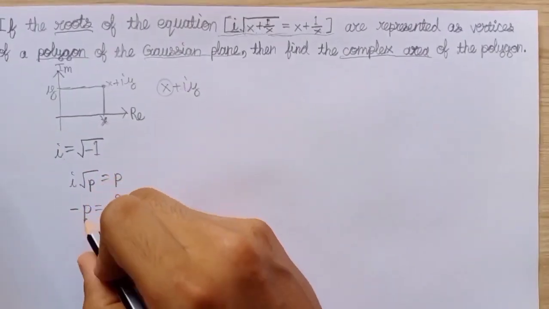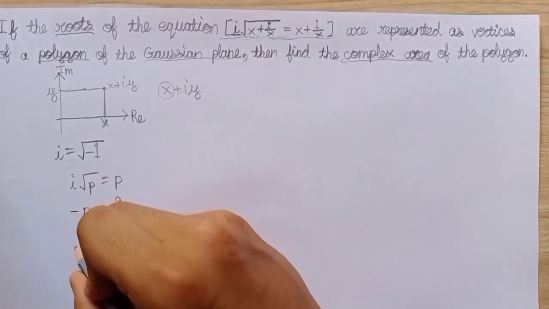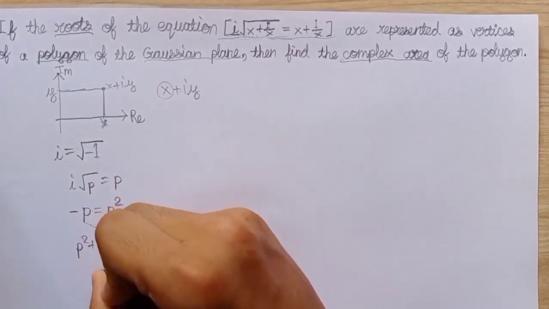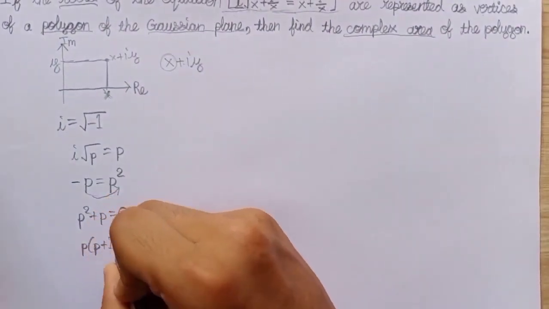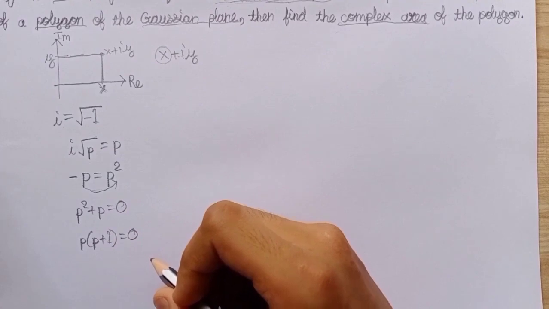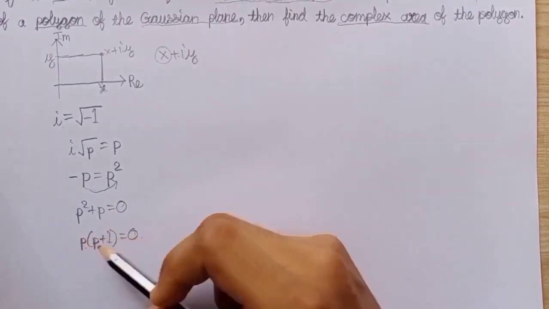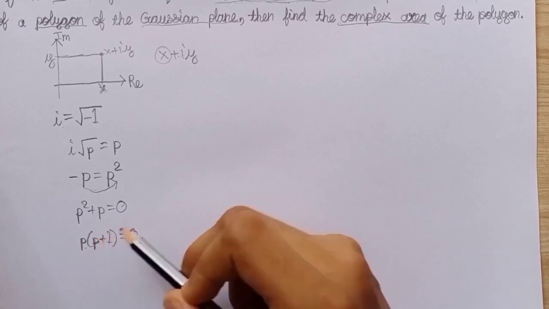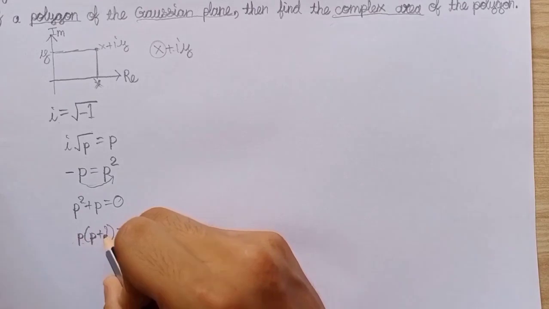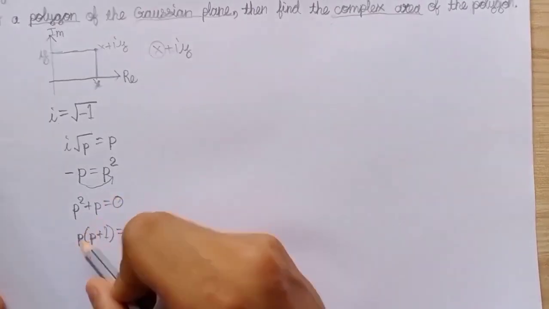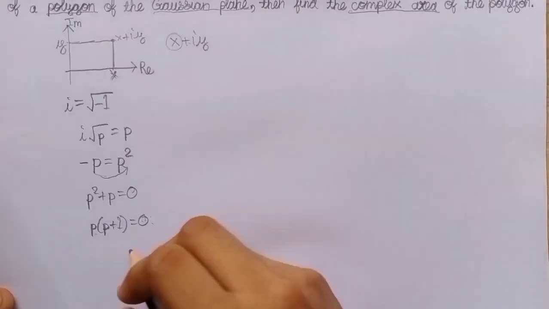So let's transpose p onto this side. We get p squared plus p equals 0. Factorize this out. We get p into p plus 1 equals 0. So that means p has to be either 0 or -1, because p plus 1 has to be 0 or p has to be 0. And if p plus 1 has to be 0, p has to be -1. That's the zero product rule. If the product of any two polynomials or numbers is 0, then at least one of them has to be 0.